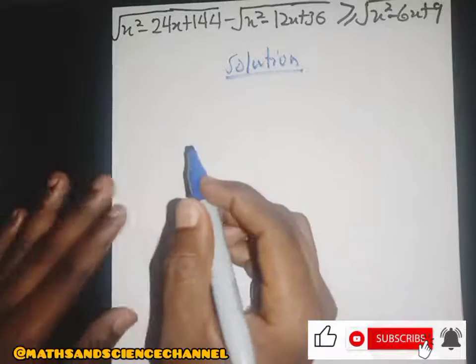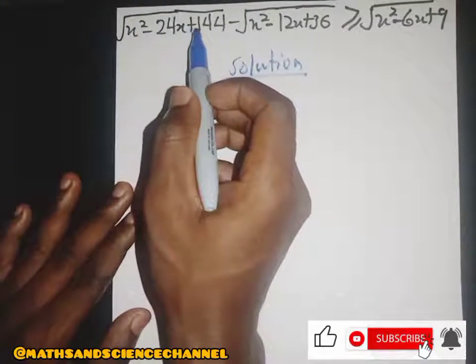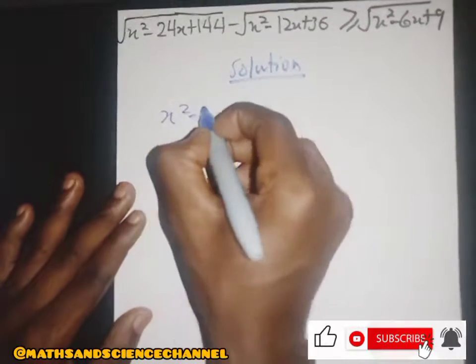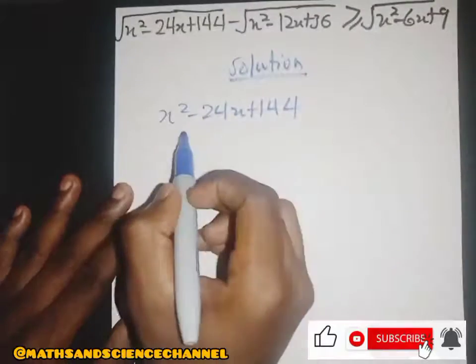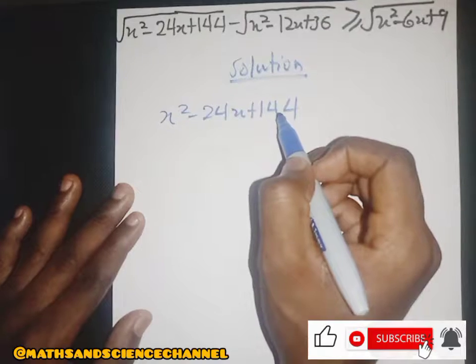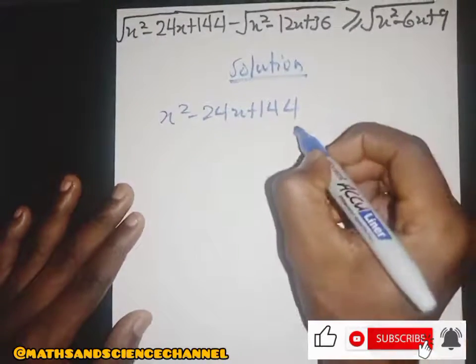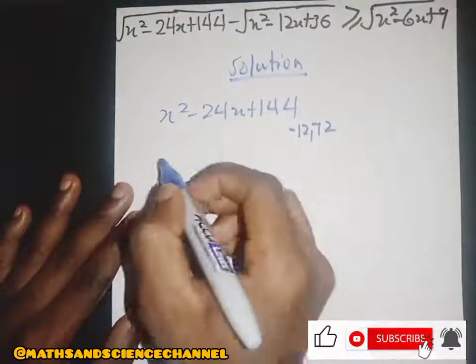All right, so we have the square root of x squared minus 24x plus 144. Now if you look at this quadratic expression over here, you realize that we can factor it. So we have to find two values that will multiply to give 144 and add to give negative 24, which is just 12 and also 12. When we negate them, then it is going to work.